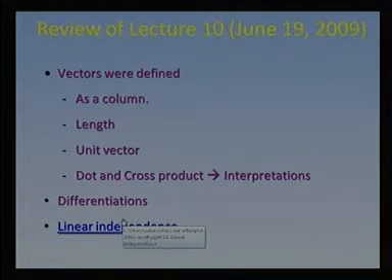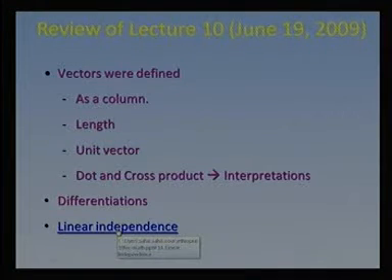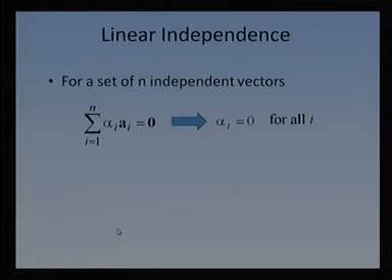Then I defined linear independence. Here I wanted to spend a little bit more time to make it clear, because later on during dynamics I will use it, and this is used in many other situations. Let us spend a few minutes here. Formally, this is defined as: for a set of n independent vectors, the summation of alpha i a i, for i equals 1 to n, equal to 0 would mean alpha i equal to 0.